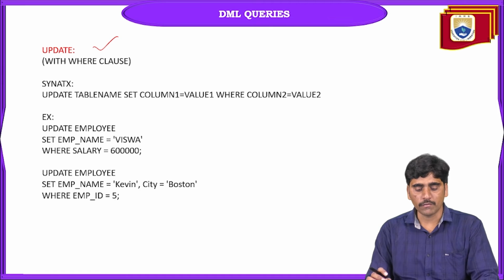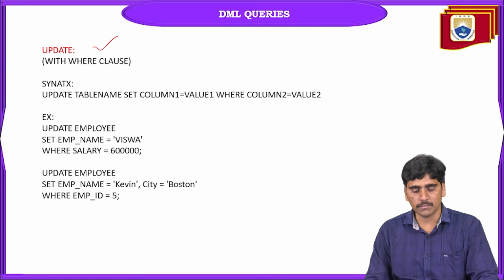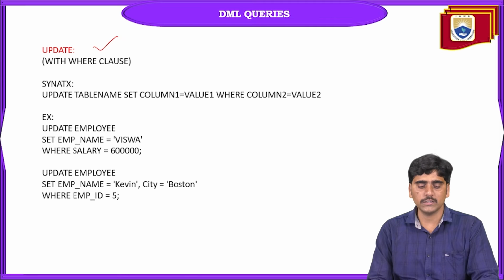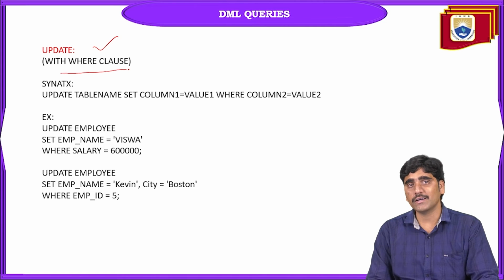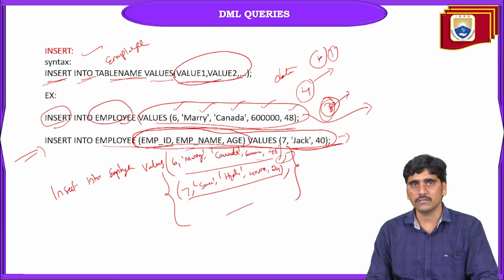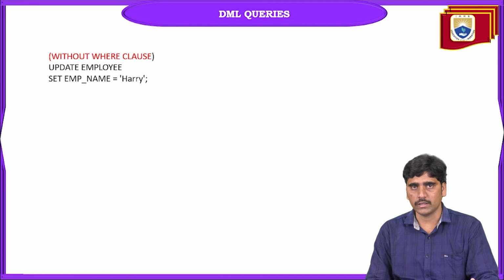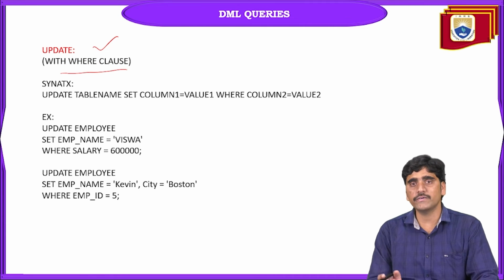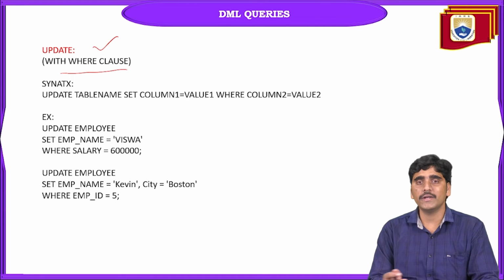Update can be performed on two bases. One is performing with the where clause, and the second one is without the where clause. We'll see what is the difference between with and without the where clause. The update command is used to update the values that you have in the table. Based on the ID, the name, the age, the salary, or whatever column name, you can update some values.